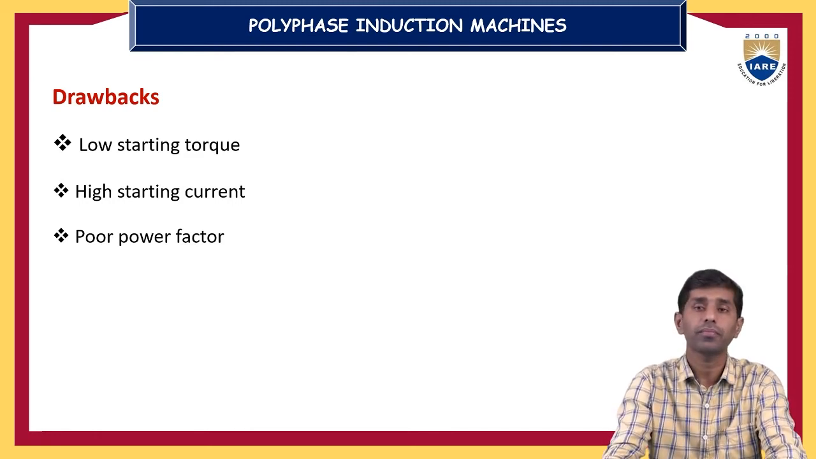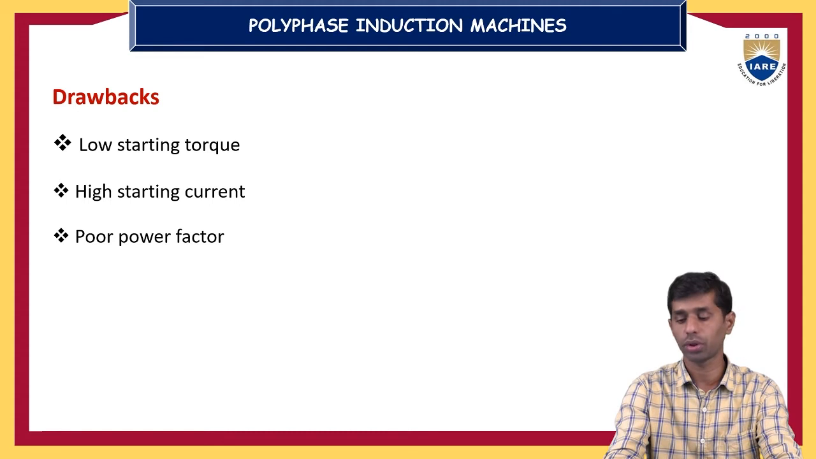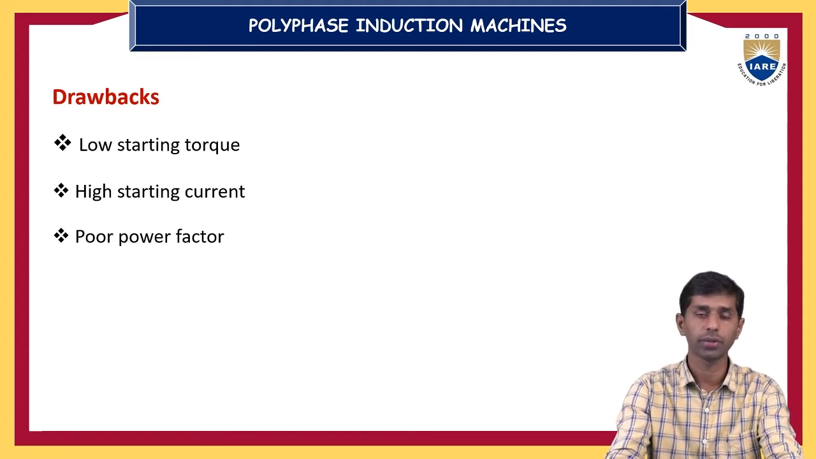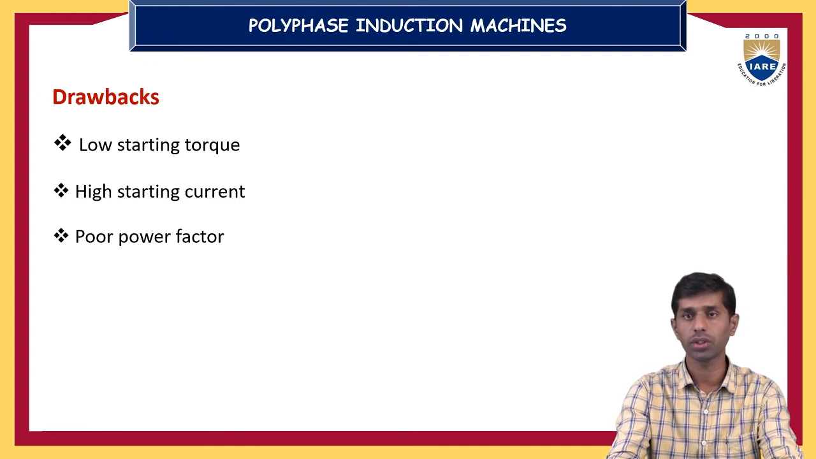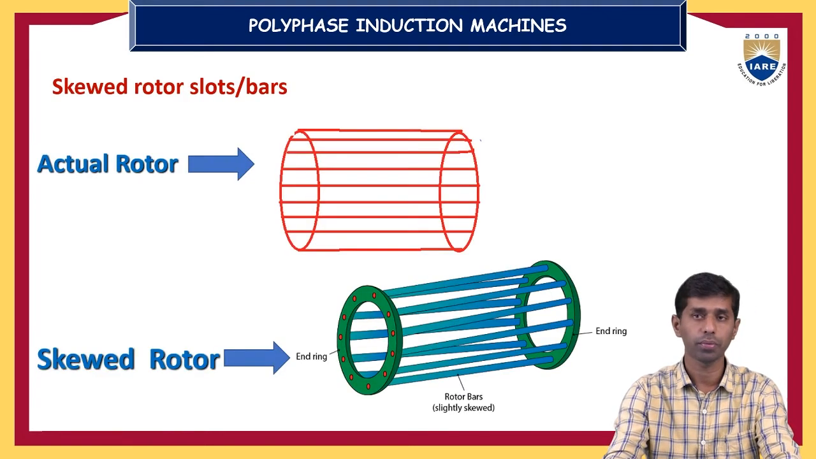Low starting torque is because the rotor of this type of induction motor has very little resistance. High starting current is because the impedance of the rotor is very low. So it is a closed circuit, so it draws more starting current at the time of start, and because of these reasons, the power factor is also very poor.